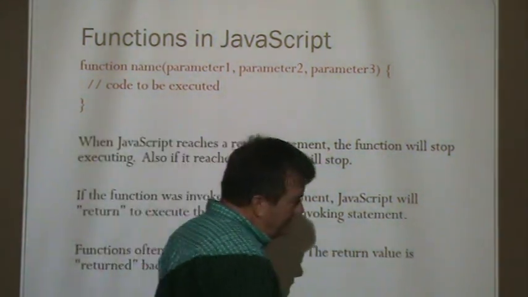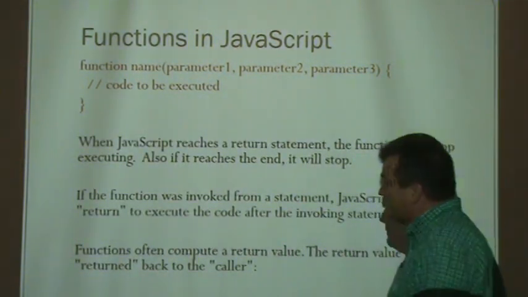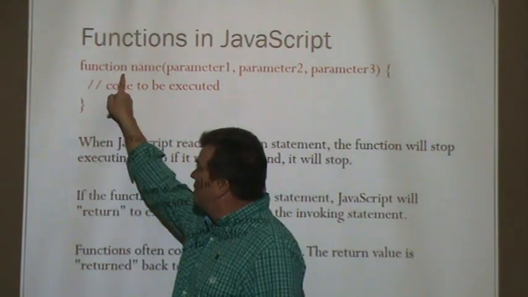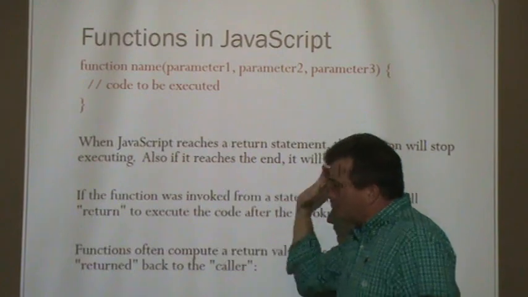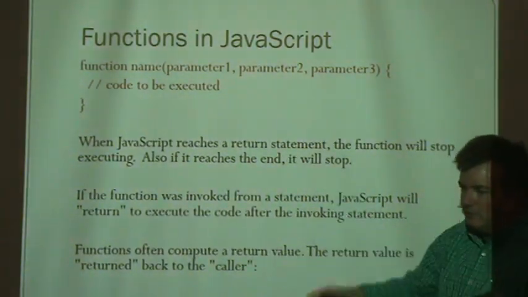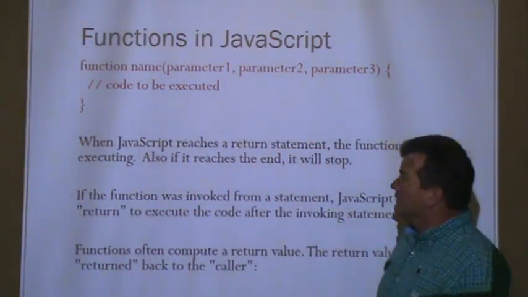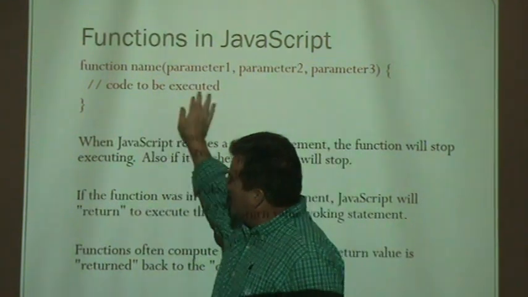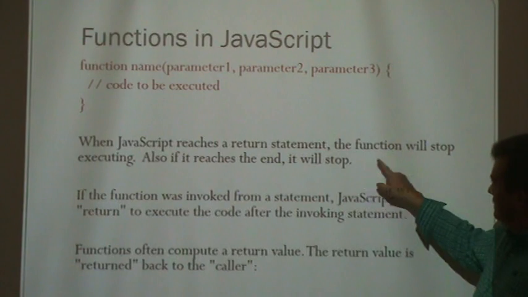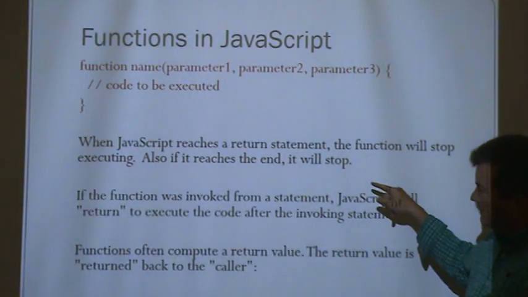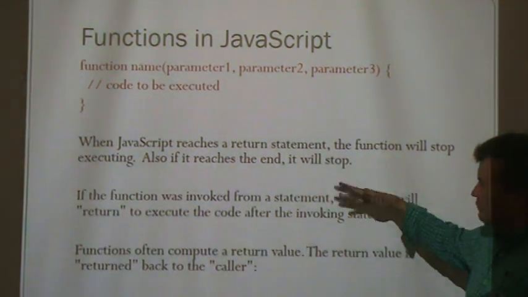Okay, so functions in JavaScript, the way you create them is you use the word function. You give it a name, you make up a name. You could put as many parameters, things that you're passing in to perform a calculation. And then you write your code. So when JavaScript reaches the return statement, a function will stop executing. And also when it reaches the end.